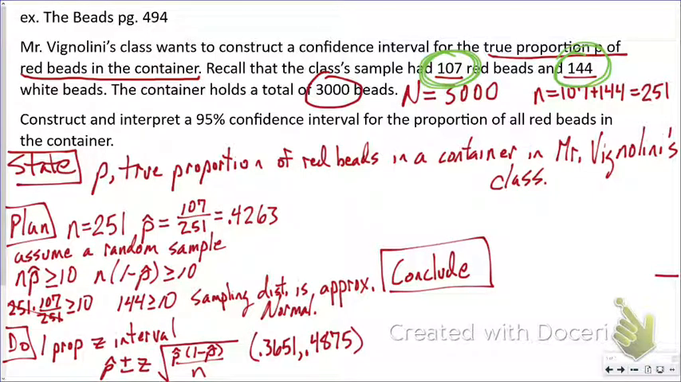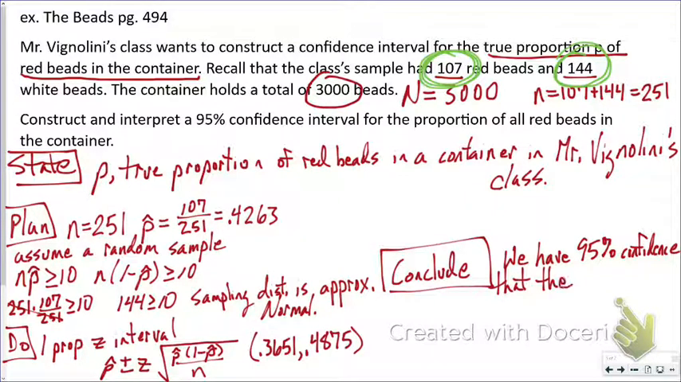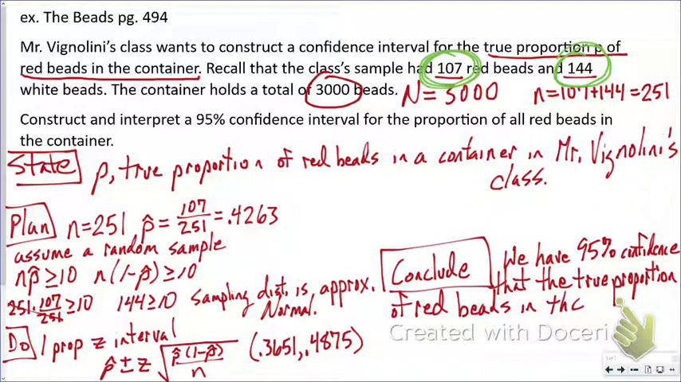We've been practicing this. We have 95% confidence that the true proportion of red beads in the container is within 0.3651 and 0.4875. All right, see y'all later.